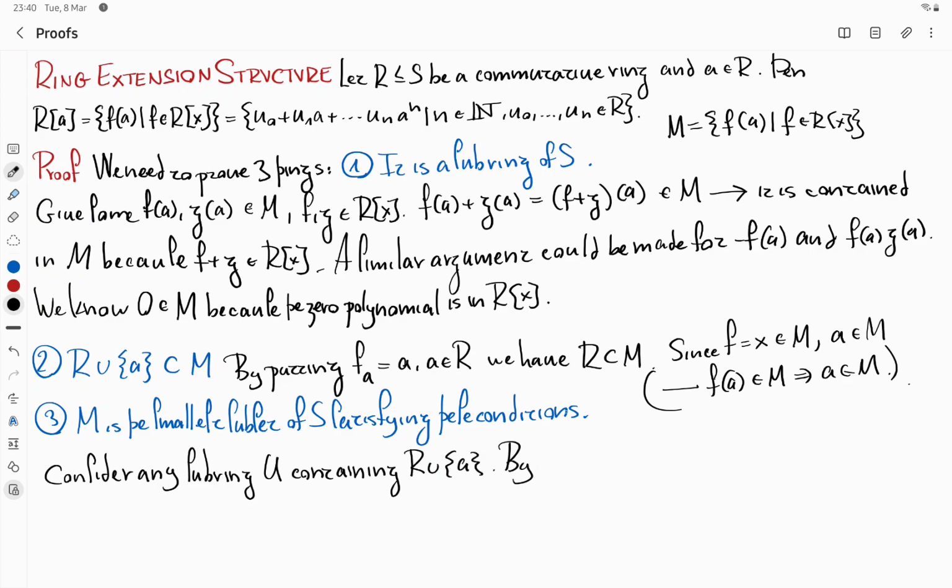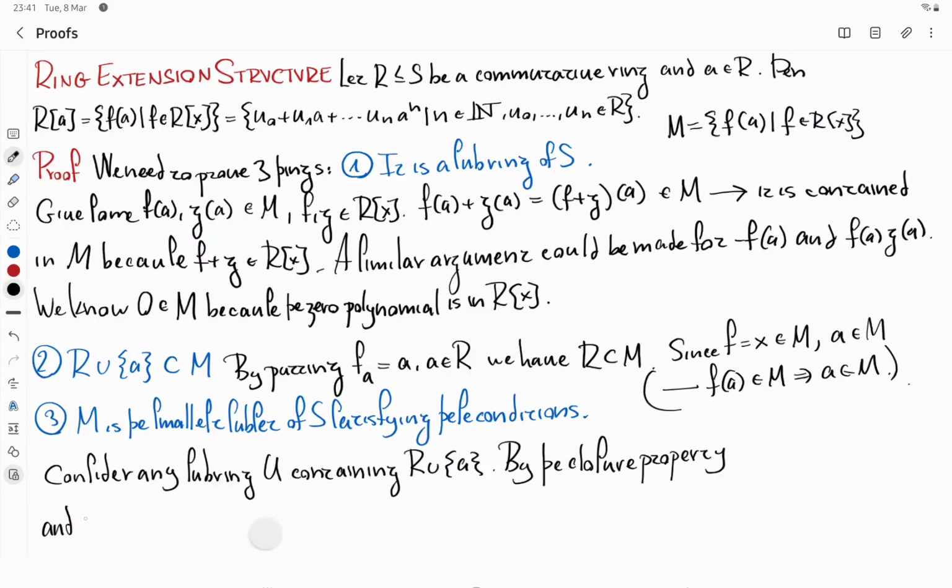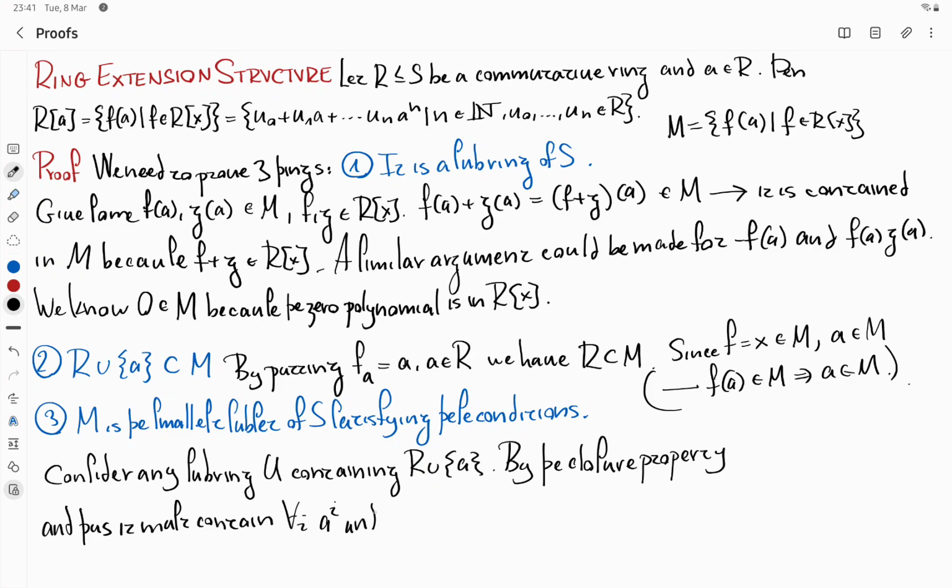By the closure property, because U must be closed under addition and multiplication. By that I mean these operations, they don't necessarily have to correspond to the usual addition and multiplication, of course. And thus it must contain, for all i, a^i, and their linear combinations.